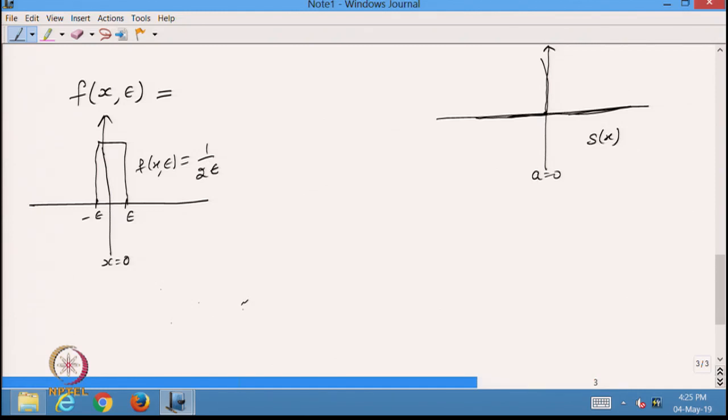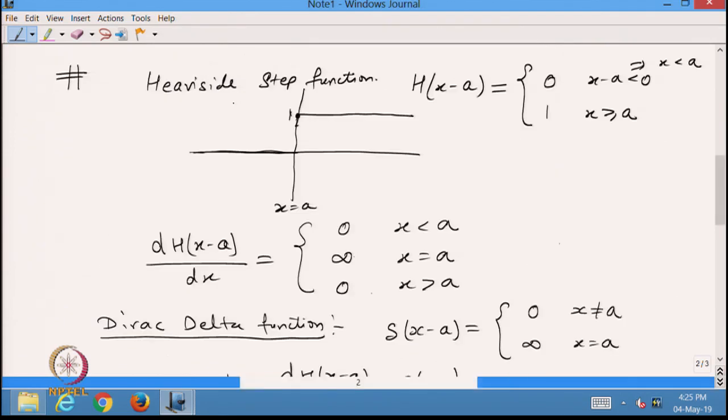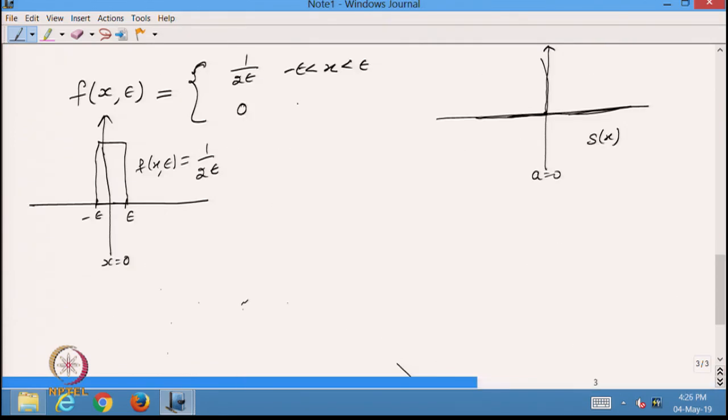Now if I start taking epsilon tends to 0, then this function tends to infinity. So in this case this is the width of the function, and that is the height of the function. So I define the function f x epsilon is equal to 1 over 2 epsilon when my x belongs to minus epsilon to epsilon, and otherwise its value will be 0. So this is the function.